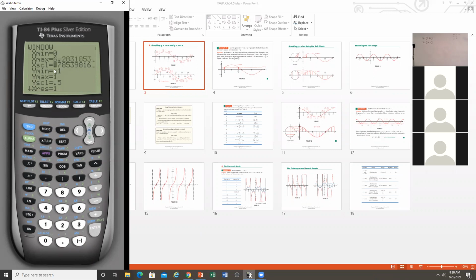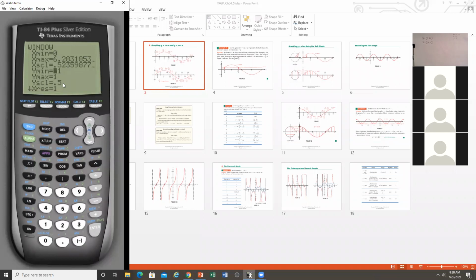And the tick marks, the x sub SCL represents the scaling you want to have on your x-axis. Suppose we want our tick marks to be spaced pi/6 units apart. So we would go get pi and divide that by 6. So we want our tick marks to be spaced pi/6 units apart on the x-axis. Hit enter. Notice those are converted into decimals.